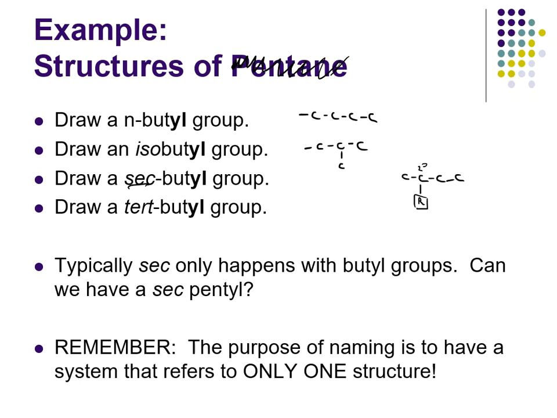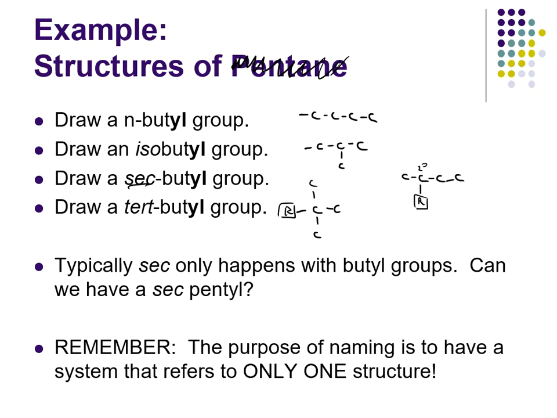All right. And then finally, draw a tert-butyl group. A tert-butyl group means that where it attaches, it has to be on a tertiary carbon. So this thing has to be tertiary. Just like wherever the sec attached, that was secondary, this one, wherever it's attached, that has to be tertiary. That's what the prefix means. So that means it has to be attached to 3 other carbons, and there you go. 1, 2, 3. There you go. All right.